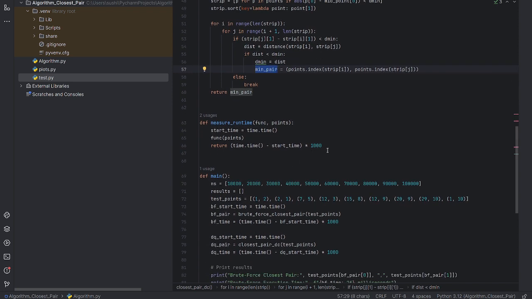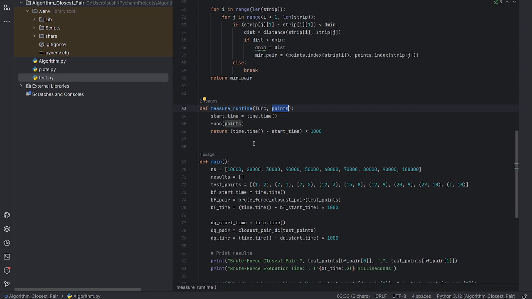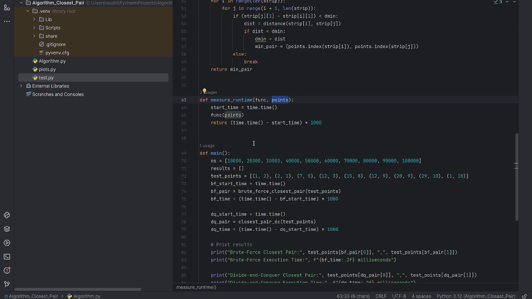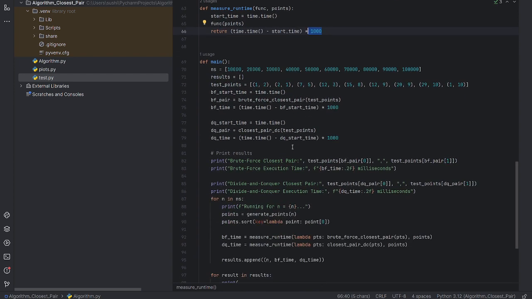The next function is the measure runtime function. This function measures the execution time of both of the algorithms. It takes two parameters, the function and the points. It calculates the execution time for both brute force and divide and conquer with the given set of points. In other words, it calculates the time taken for the function to execute, and it returns the result in milliseconds.